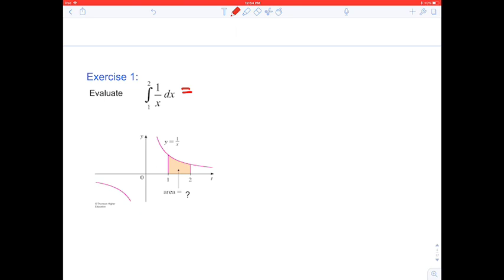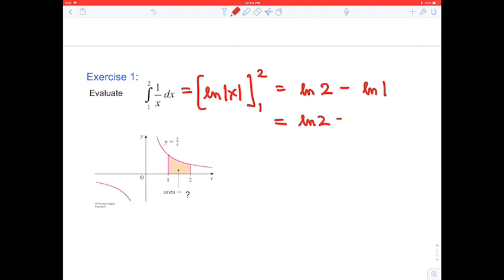We know right away the antiderivative is ln of absolute value of x, from 1 to 2 because it's a definite integral. Let's substitute the upper limit, subtract the substitution of the lower limit. Ln of 2, and ln of 1 is 0. That means this is simply the natural log of 2. Hopefully you remember from the previous section this is about 0.69, but we don't have to know it. The natural log of 2 is a good answer.